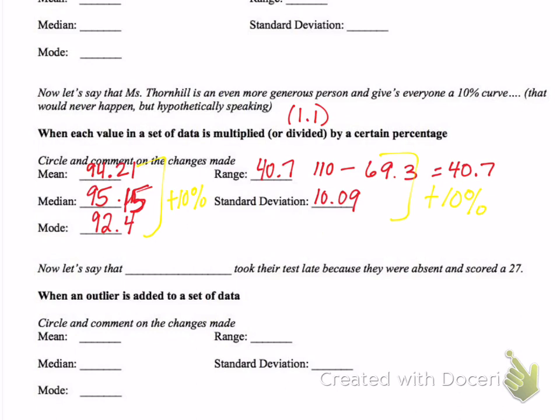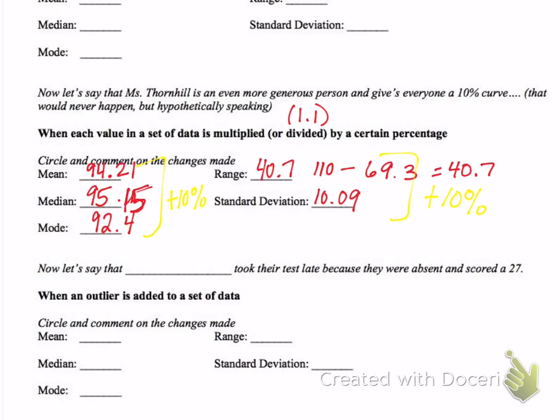So 10% of 100 is more than 10% of 60. So the person that got 100 gets 10 points. Why does that seem fair? That's why we don't really do percentage curves. Couldn't we have just added 10% to the mean, median, and mode? Yes, you could have, exactly. But I wanted you to discover that knowledge, you know.